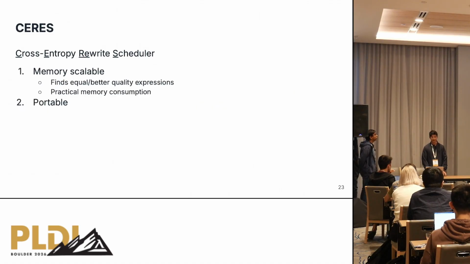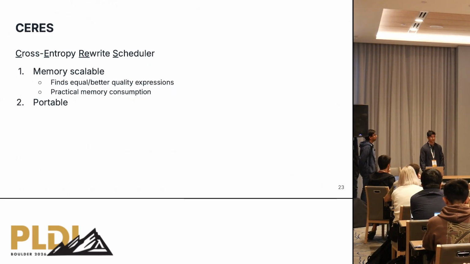So CERES enables memory-scalable equality saturation. It ensures that the E-graph never exceeds a specified node limit. And under this node limit, CERES can find equal or better quality expressions than is possible with current rewrite schedulers. And so this allows CERES to go with a much smaller node limit, which is in the region of practical memory consumption, while still getting equal or better results. And second, CERES is portable to many diverse equality saturation applications. Later in this talk, we'll show our evaluation results on 3 different applications.